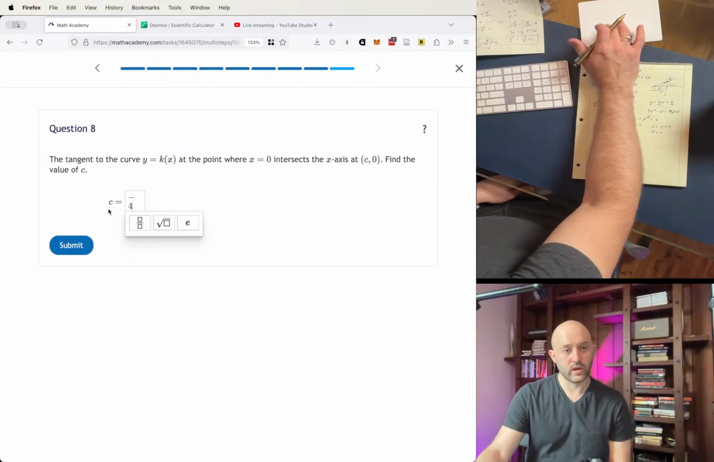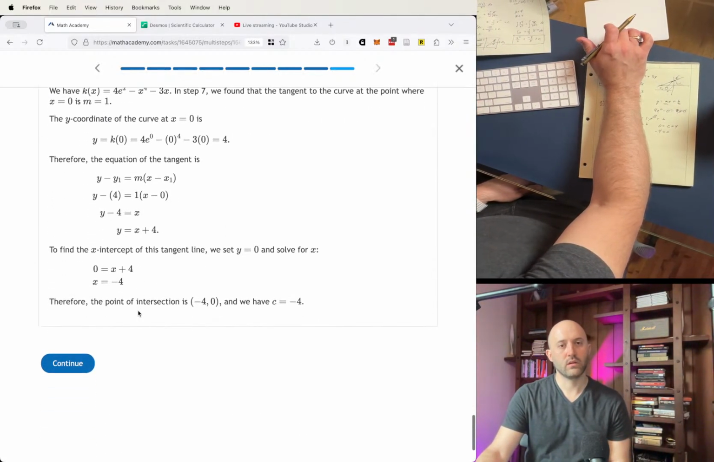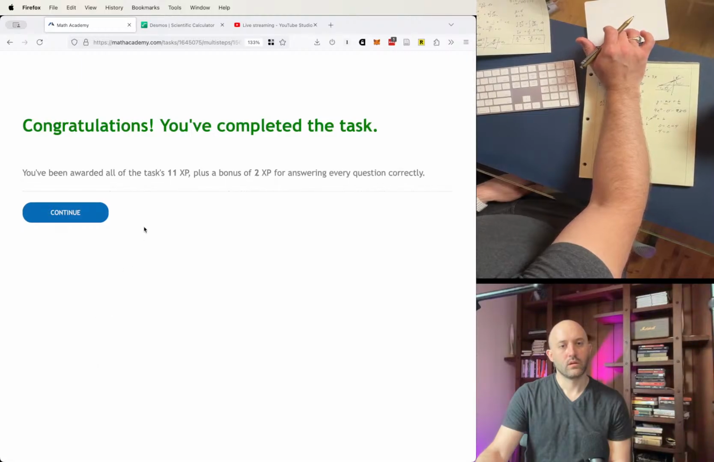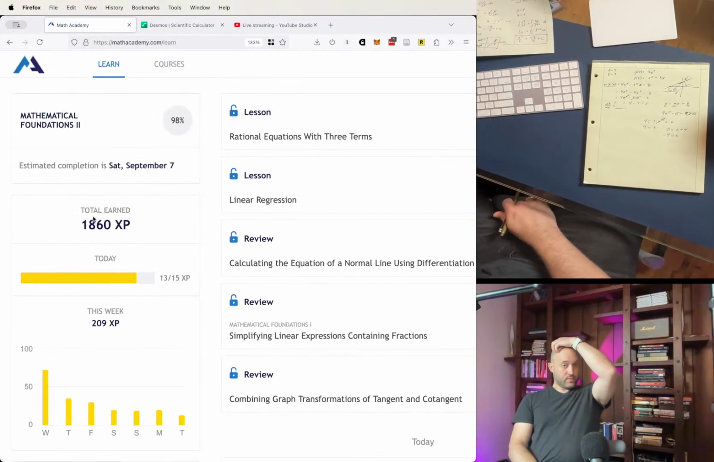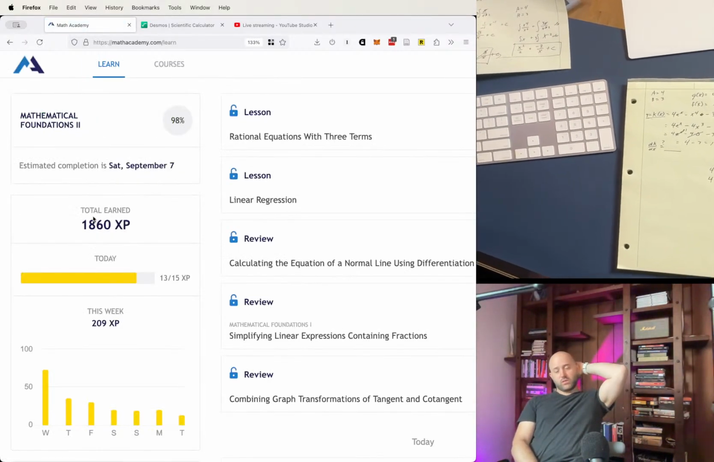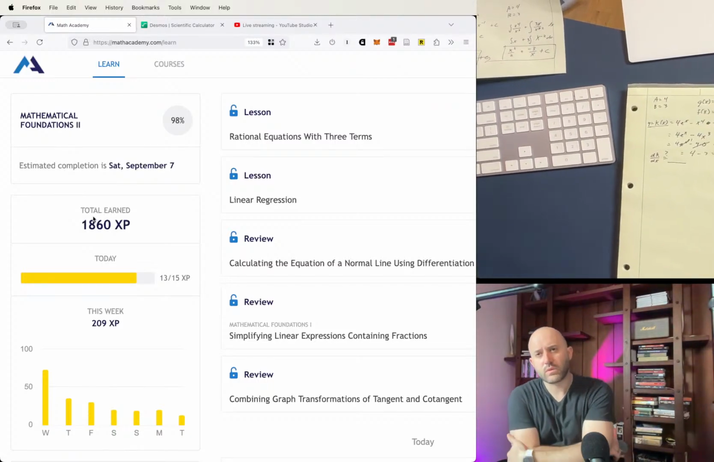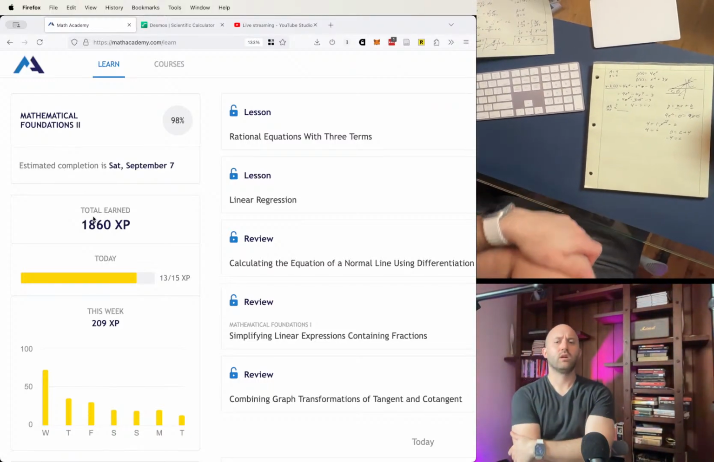A little bit of a roundabout way of doing that, but got there in the end. Okay, so I nailed all the questions, 11 points plus 2. So my daily goal is 15. I got 13 right now. Then go through some lessons here. Currently at about 20 minutes here.